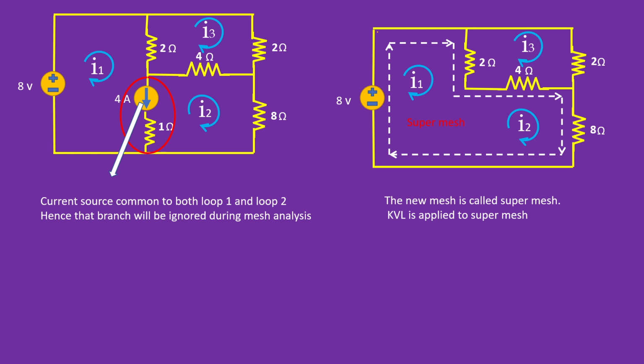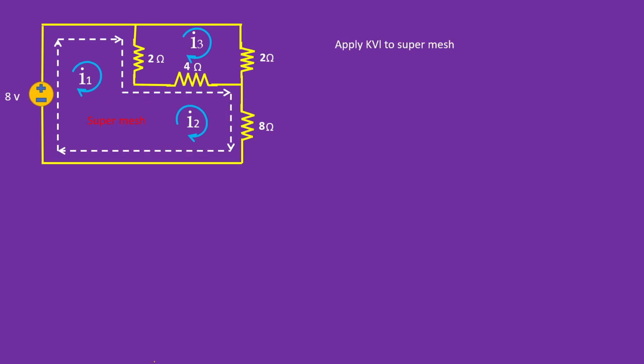So now we have to ignore this particular branch which consists of the 4 amp current source, and we form a new mesh called the super mesh, and KVL is to be applied to this super mesh which consists of the currents I1 and I2. So now we are going to apply KVL. When you apply KVL, we get minus 8 plus 2I1 minus 2I3 plus 4I2 minus 4I3 plus 8I2 equal to 0. Rearranging this, we get 2I1 plus 12I2 minus 6I3 equal to 8. Dividing this by 2, we get I1 plus 6I2 minus 3I3 equal to 4. Now this becomes equation number 1.